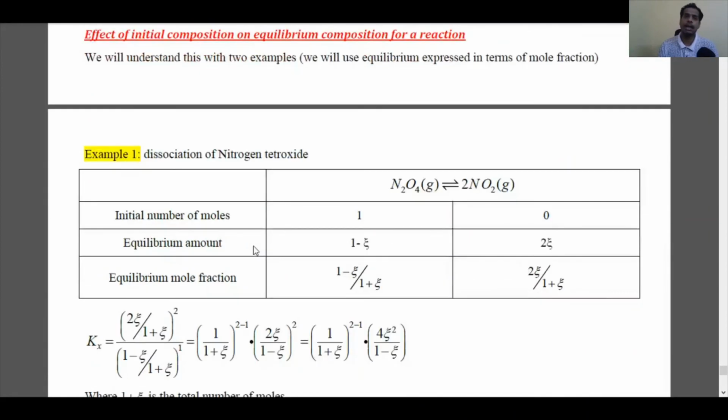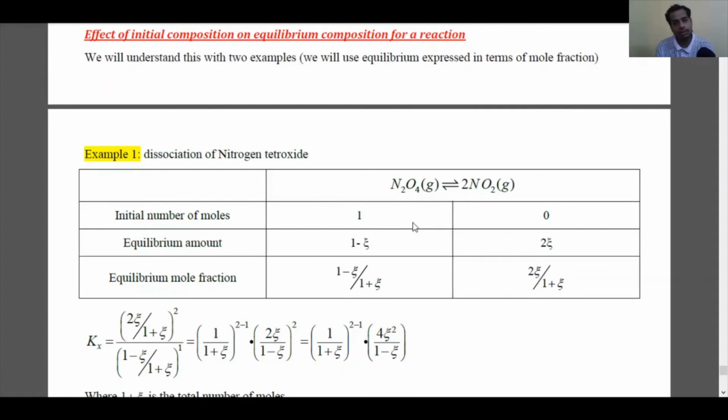Then we will discuss the last independent variable, that is the effect of initial composition on equilibrium. This should be the effect of initial composition on the equilibrium constant for a reaction. So we will understand what the effect of initial composition on the equilibrium constant is. We will understand this through two reactions. Let the first reaction be nitrogen tetroxide giving nitrogen dioxide.